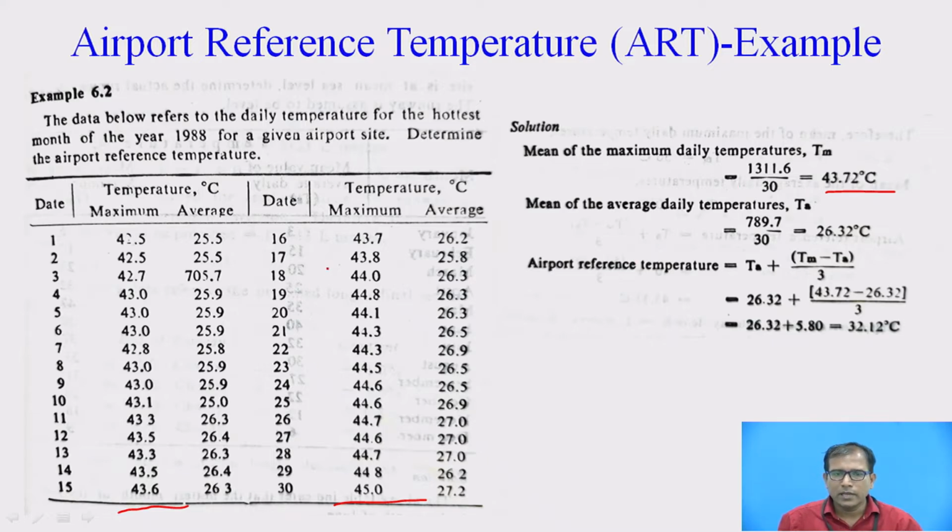Then take the mean of the daily temperature also, the average daily temperature. Here it should be 25, but by mistake it is written 25.7. So take the summation and divide by 30. That comes to 26.32 degrees centigrade. So now we know how to calculate the ART, that is Ta plus (Tm minus Ta) by 3. With this we have got the ART as 32.12 degrees centigrade.